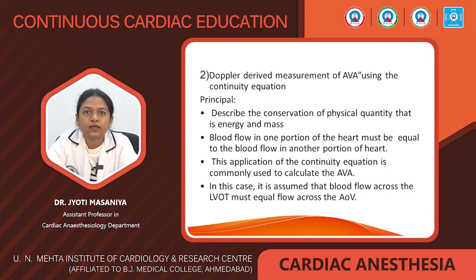The second technique for measurement of aortic valve area is the continuity equation. The principle of the continuity equation describes the conservation of physical quantity, that is, energy and mass. Blood flow in one portion of the heart must be equal to the blood flow in another portion of the heart. This application of the continuity equation is commonly used to calculate the aortic valve area. In this case, it is assumed that blood flow across the LVOT must equal flow across the aortic valve.